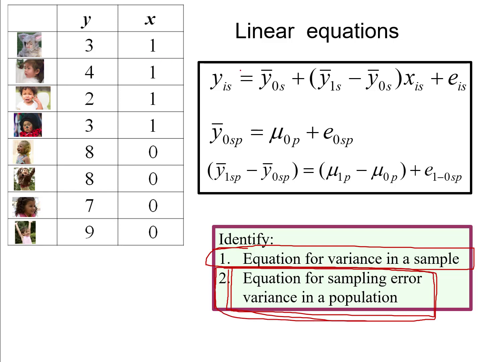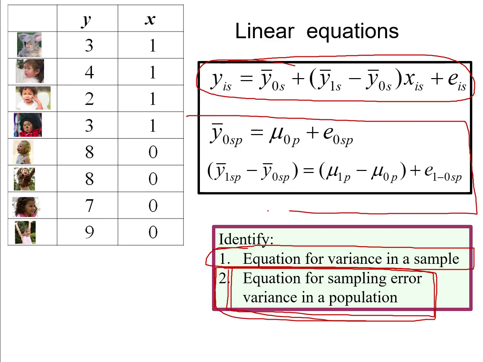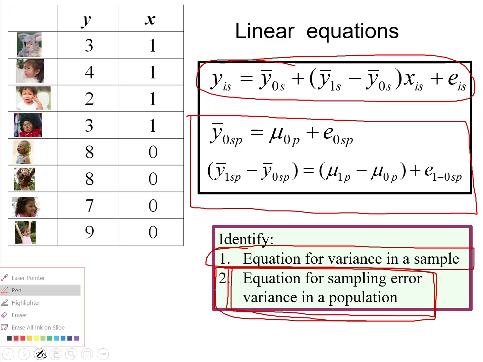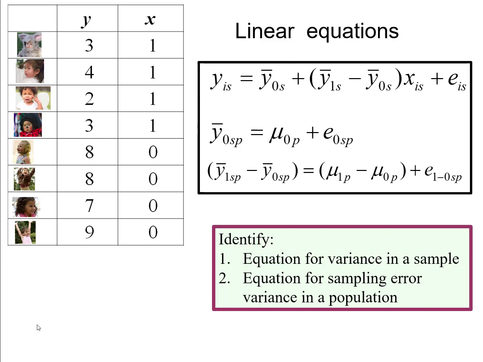So what we're looking at up at top here with these equations, I have the very top equation. That's the equation we've been looking at. That's the equation for variance in a sample. And then I have two equations below that, and both of these are two different equations, and they're both equations for sampling error variance in a population. So why do we have two equations? What's going on here? Well, recall the process that we've been using.